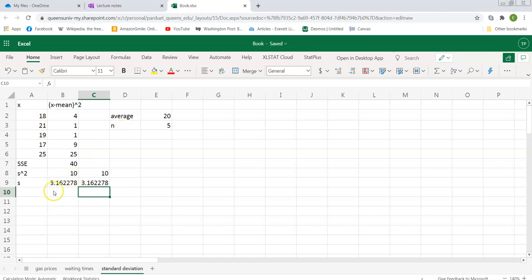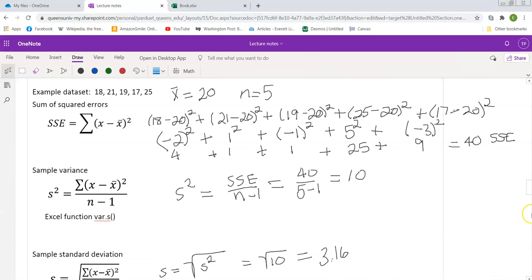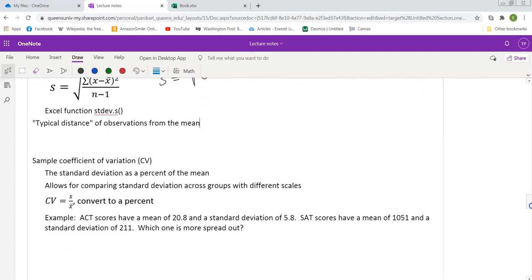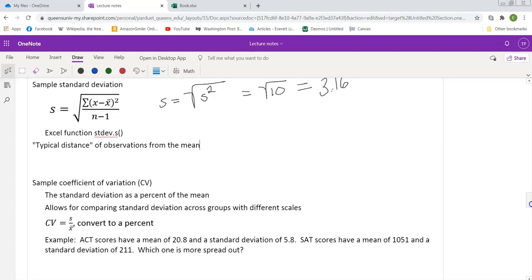Another benefit to referring to the cell rather than typing in the values is you don't get round-off error. And I want you in this class to be very, very careful with round-off error, because that can add up quickly, especially if you're doing a calculation and then rounding it and using that in another calculation. Round-off error gets really bad really fast. All right, so that's the standard deviation.